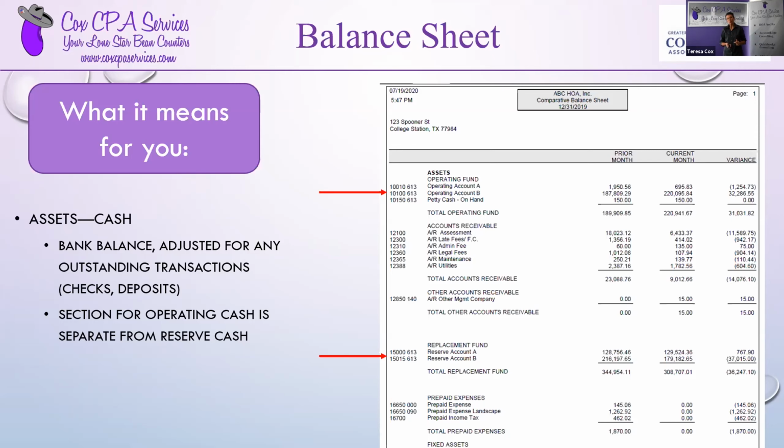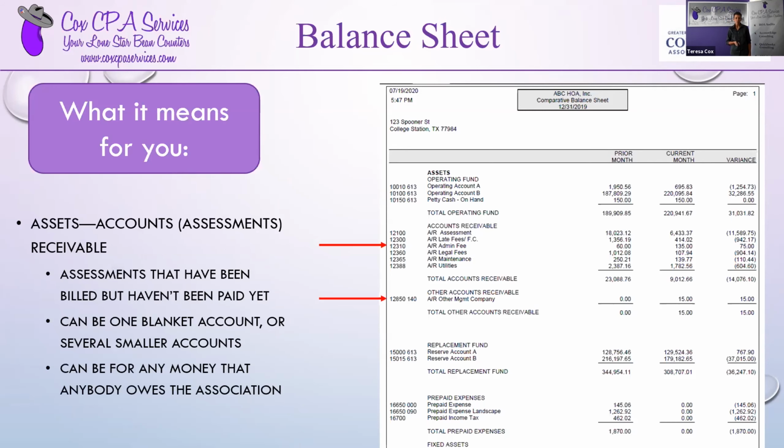And the two red arrows are to point out that if you do have reserve funds, you'll have operating, usually you show your cash in two different sections. So the operating in the top and then the bottom arrows for the reserve part of your cash.